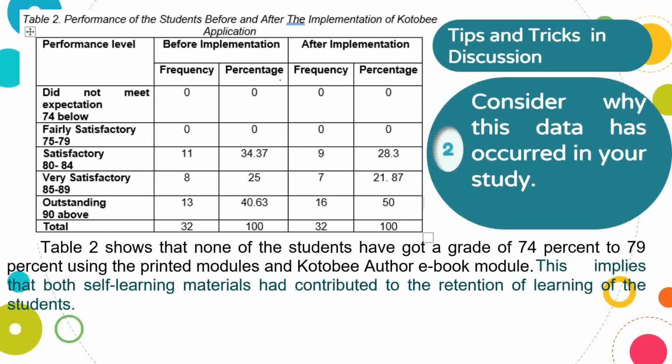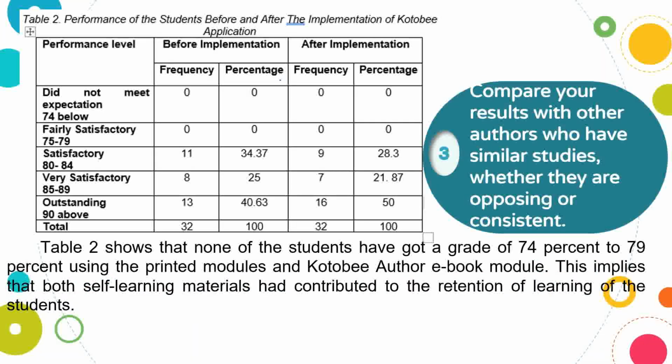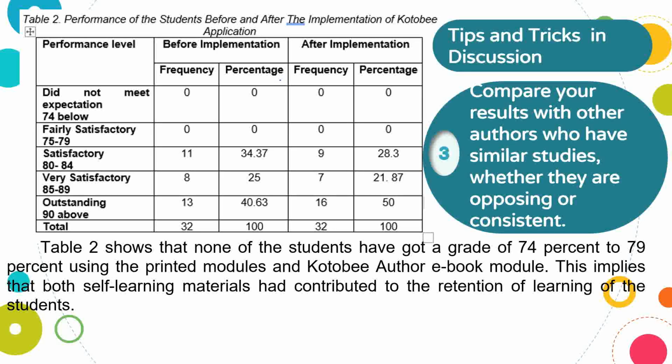For the third sentence of your discussion, you need to compare your results with other authors who have similar studies, whether they are opposing or consistent. Comparing your results with similar studies by other authors is crucial because it helps validate your findings and provides valuable context. If your results are consistent with previous research, it adds credibility to your study.